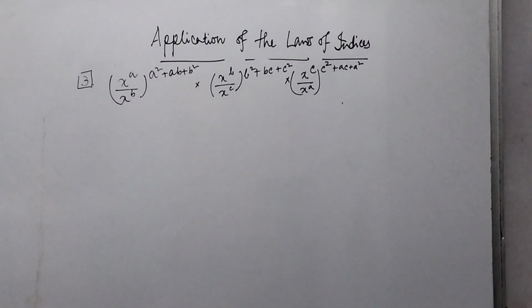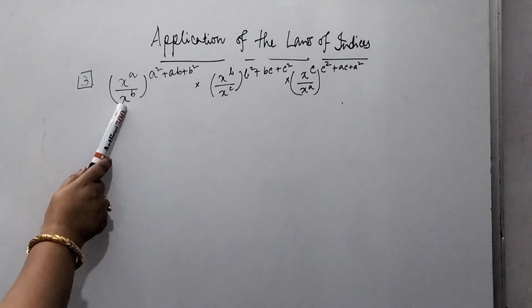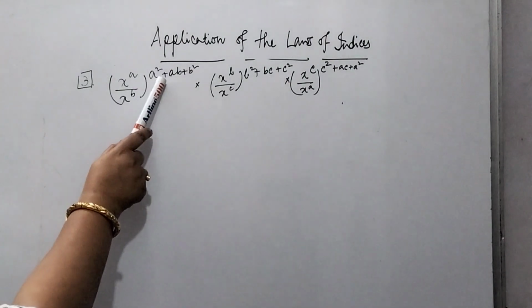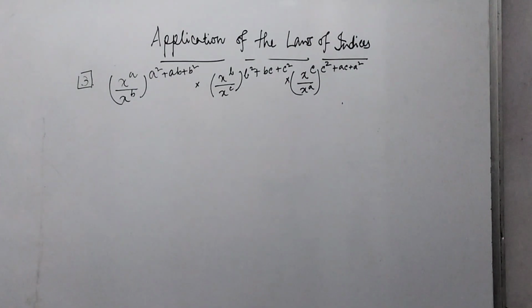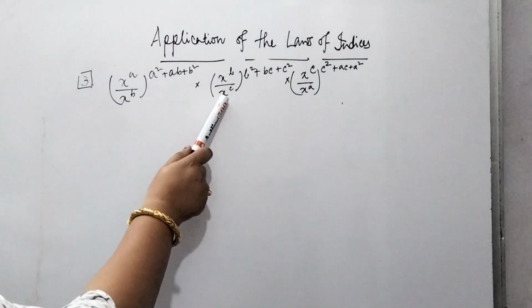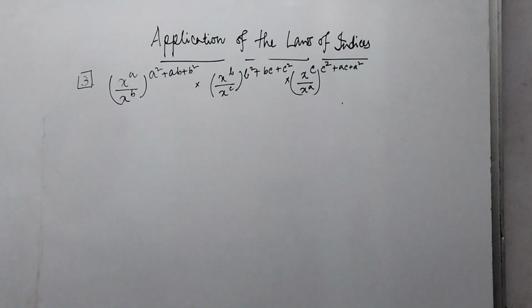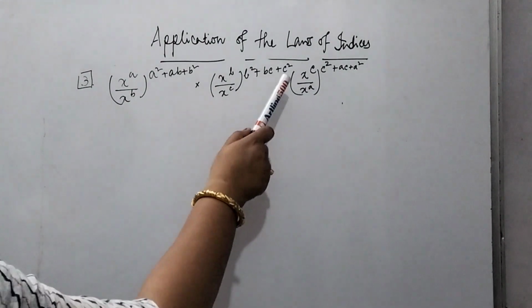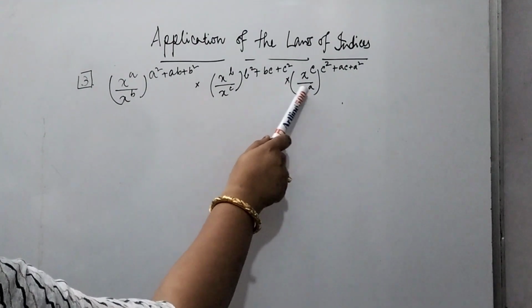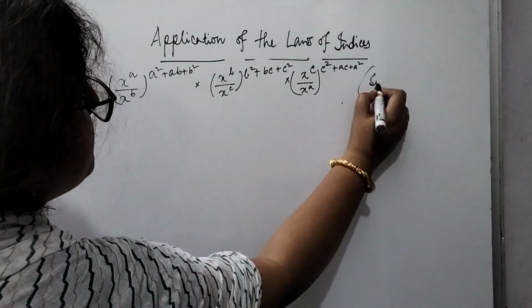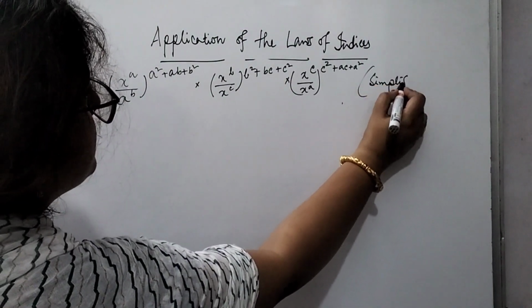Now let's see another very important problem. In this problem it is given that x to the power a by x to the power b, in both the cases the bases are the same, whole to the power a square plus ab plus b square into x to the power b by x to the power c, here also the bases are the same, whole to the power b square plus bc plus c square into x to the power c by x to the power a whole to the power c square plus ac plus a square, right? And here also we have to simplify this expression by using the laws.